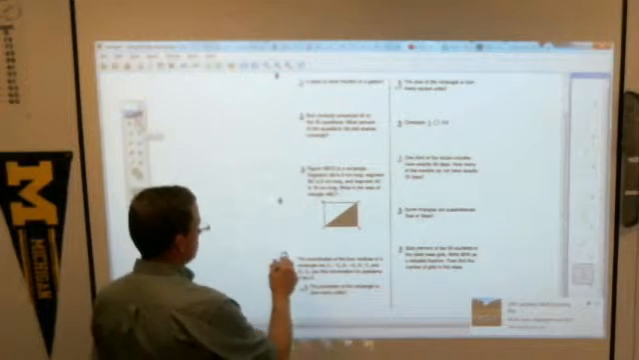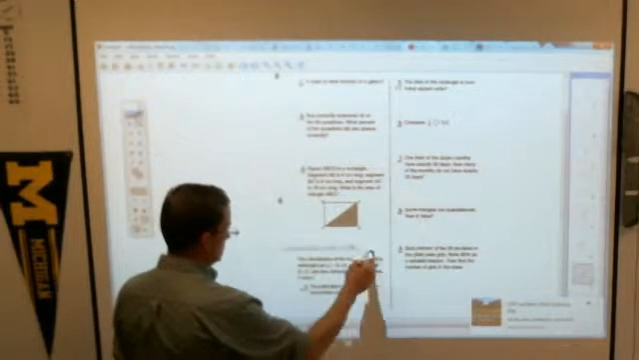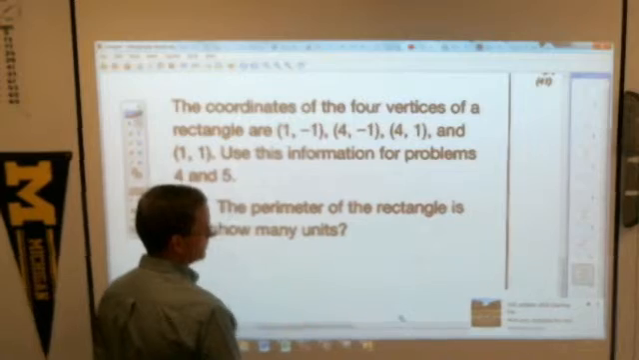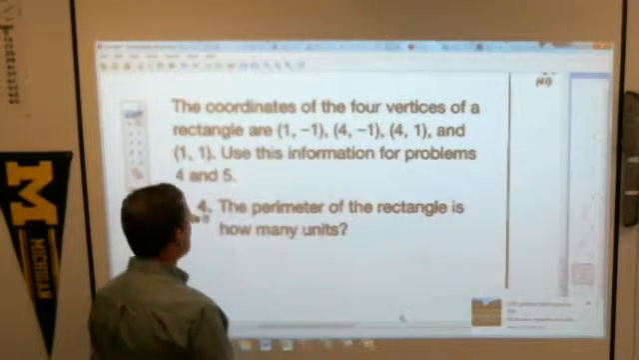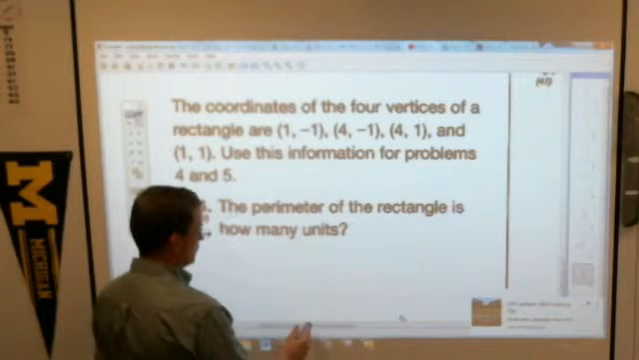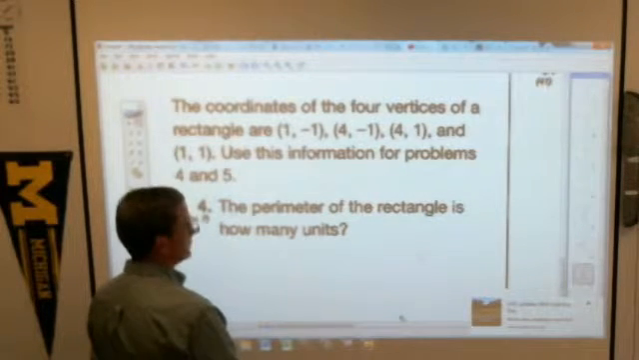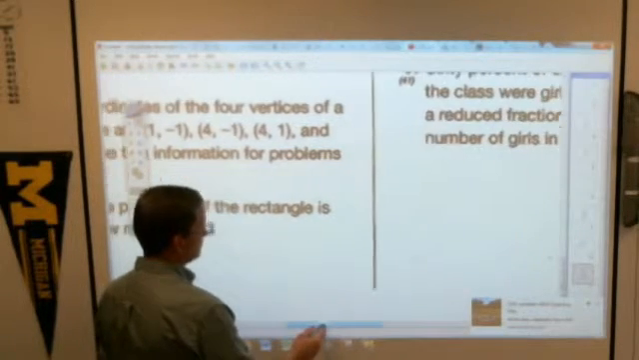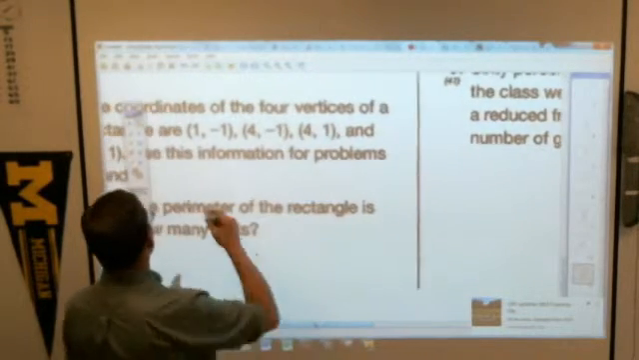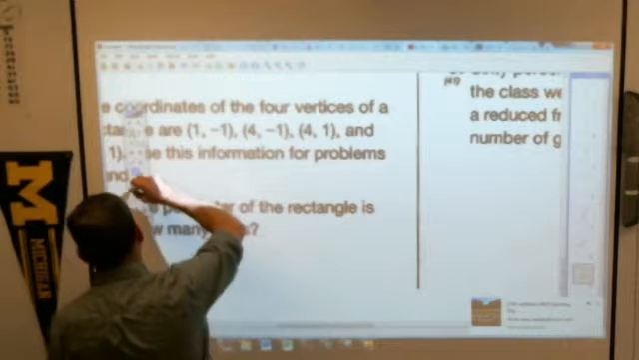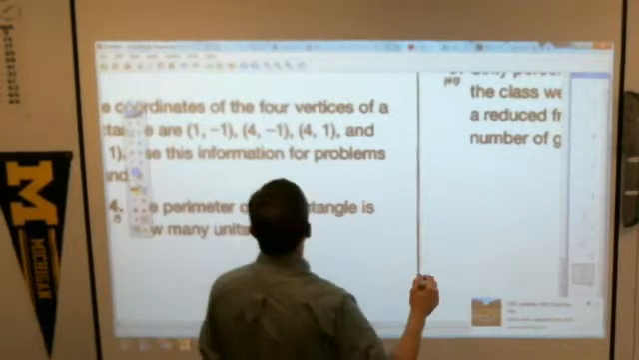Now number 5 really depends on you doing problem number 4. And if you did not do number 4 on a grid, then you're probably not going to get number 5. Did you get number 4 right, Charlie? Yes. And you graphed it out. Mm-hmm. Now let's take a look at it. Your number 4 should look like this.